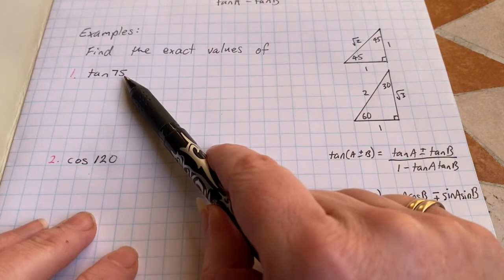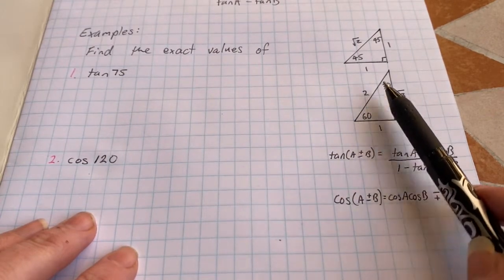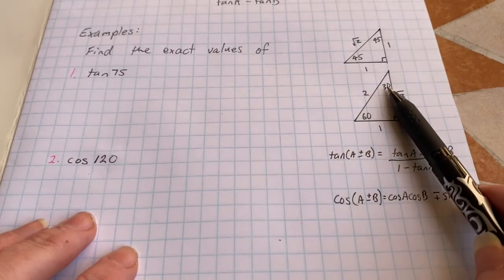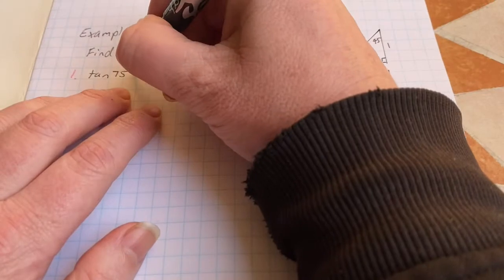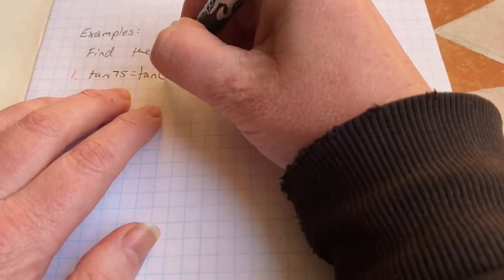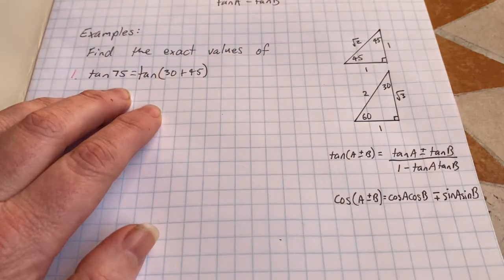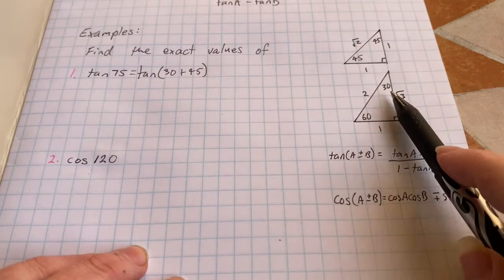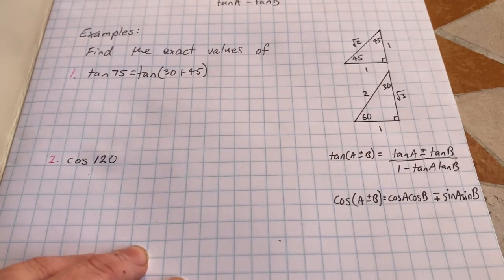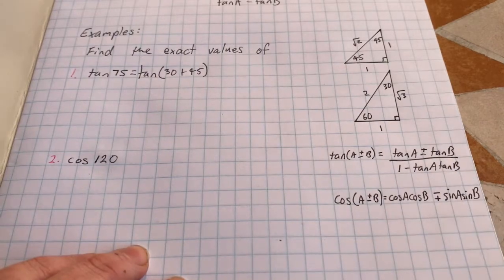So the idea is to split 75 up with those. Now, if I did 60, it'd be 60 plus 15, there's no 15 there. If I do 30 plus 45, that's great, that works perfectly. So that's the same as tan of 30 plus 45. So there'll be some sum or difference of these numbers most of the time. So we're going to use our formula here, okay?